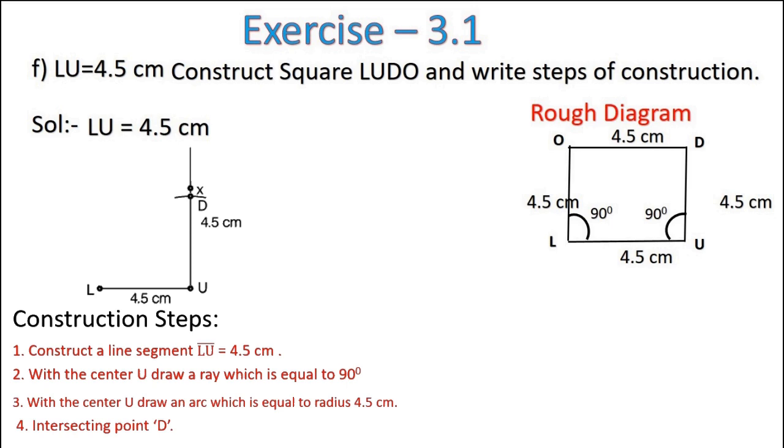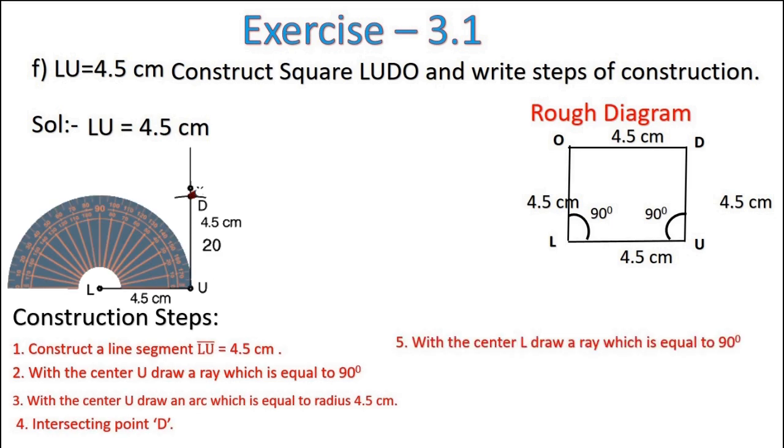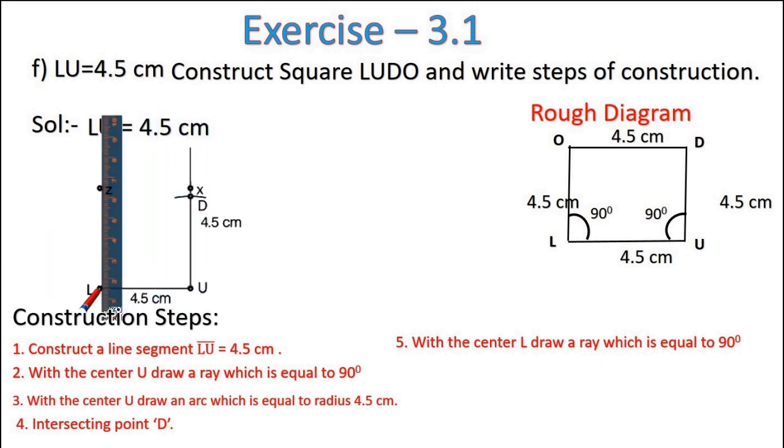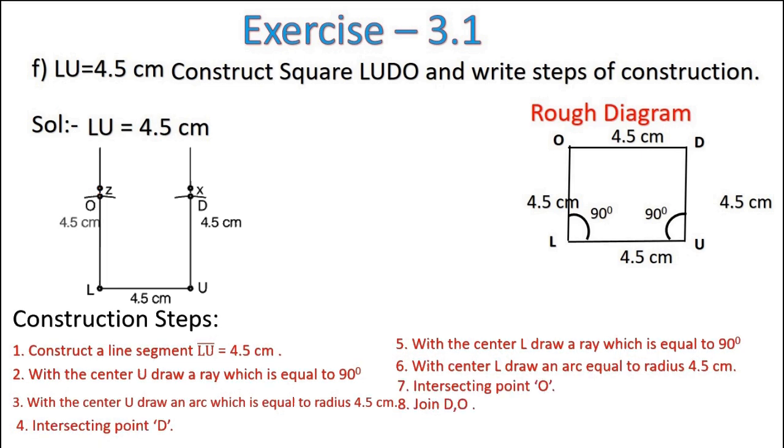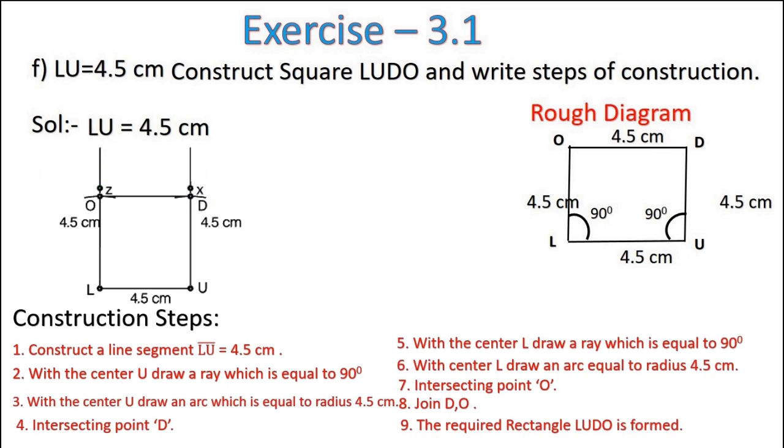With the center L, draw a ray at 90 degrees. With the center L, draw an arc of radius 4.5 centimeters, intersecting at point O. Join DO. The required square LUDO is formed.